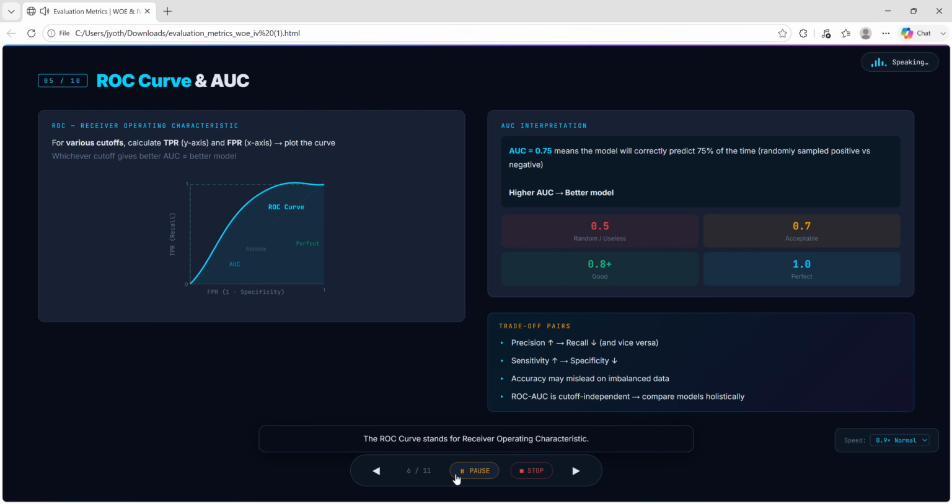An AUC of 0.5 means the model is random and useless. 0.7 is acceptable. 0.8 and above is good. And 1.0 is perfect. An AUC of 0.75 means if you randomly pick one positive and one negative sample, the model will rank the positive higher 75% of the time. Remember the trade-offs. As precision goes up, recall tends to go down. As sensitivity goes up, specificity goes down. ROC is cutoff independent, making it ideal for comparing models.